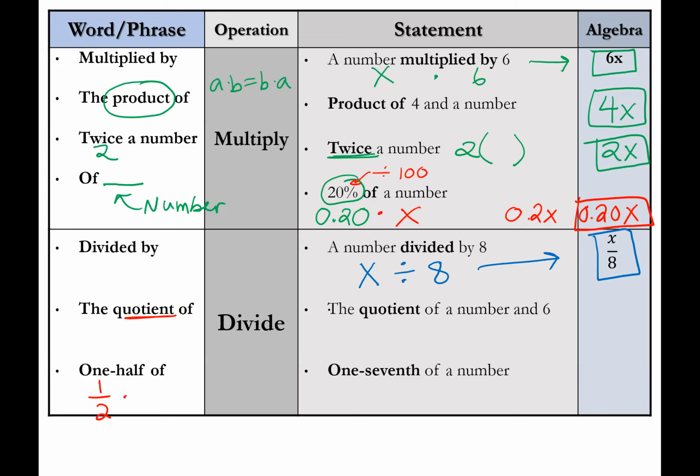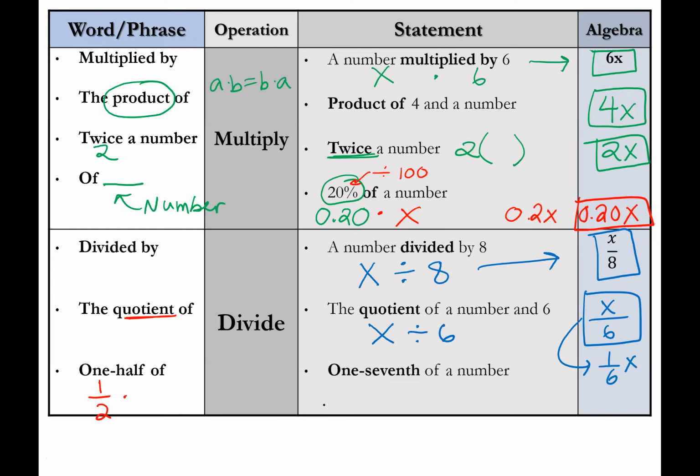Next one. The quotient of a number and 6, that would be a number x divided by 6. And once again, we can write it as a fraction, x over 6. Now for both of these fraction answers, we could write them in a different way. Instead of x over 6, we could actually write 1/6 and then write the x next to it. So instead of x over 6, we can write 1/6 x. Those are the same thing. Either is fine.